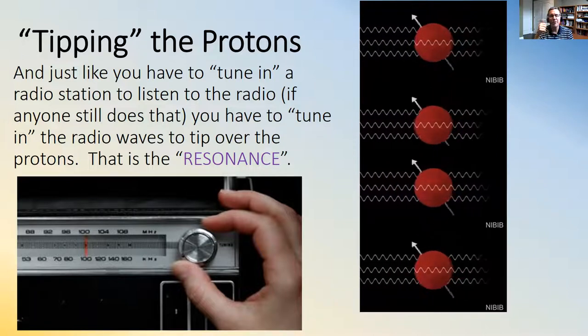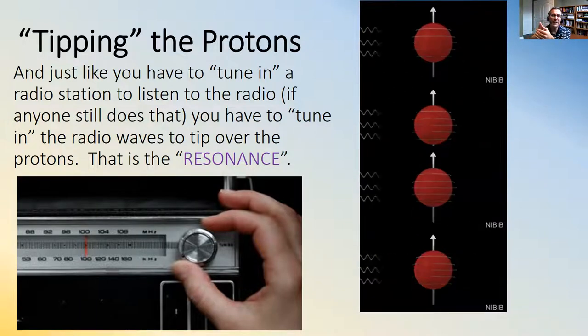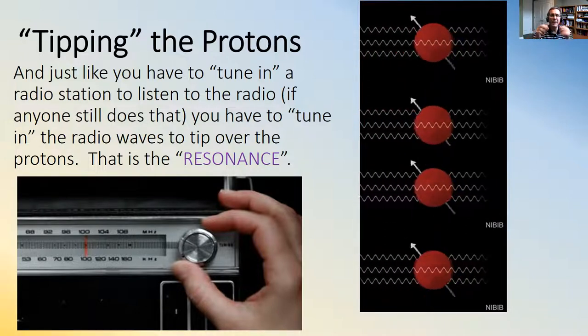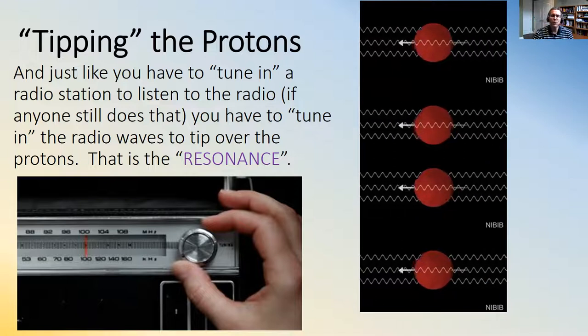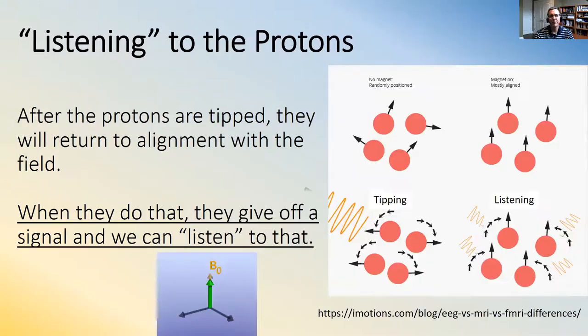So remember, MRI stands for magnetic resonance imaging. We've talked about why you need a strong magnetic field. That's the M. Now we know what the R is, resonance, beaming in a certain radio wave to make those protons tip over. That's the R bit of MRI. All that's left now is to listen to the protons and try to make an image.